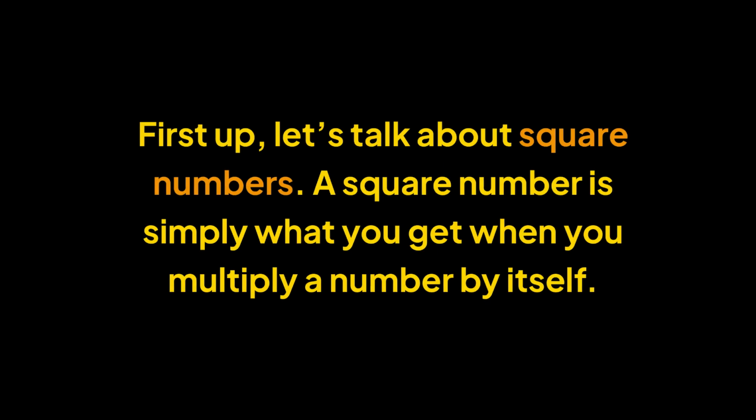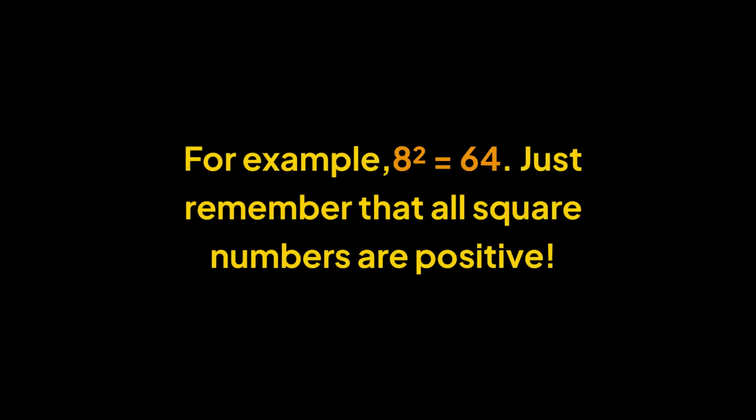First up, let's talk about square numbers. A square number is simply what you get when you multiply a number by itself. For example, 8 to the power of 2 equals 64. Just remember that all square numbers are positive.